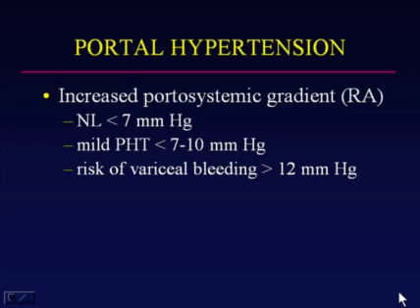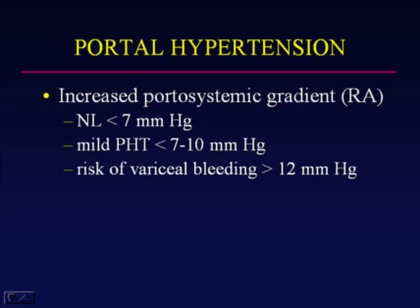Well, portal hypertension is just indicative of an increase in the gradient between the portal system and the systemic circulation. And this gradient can be measured relative to the hepatic veins, the inferior vena cava, or even the right atrium. But most angiographers feel that comparing the pressure in the portal system to the right atrium is the best way to judge the portosystemic gradient.